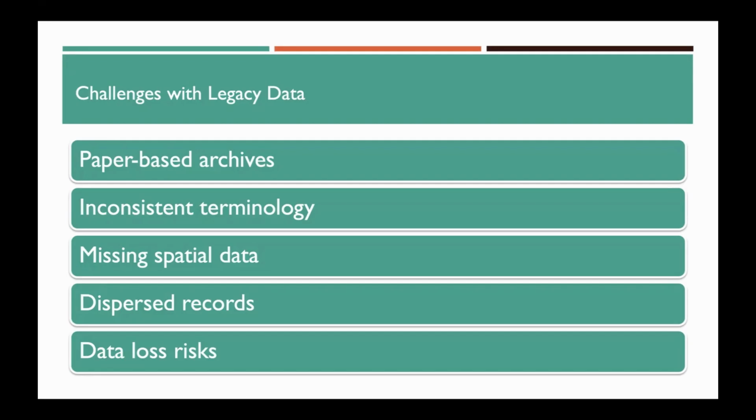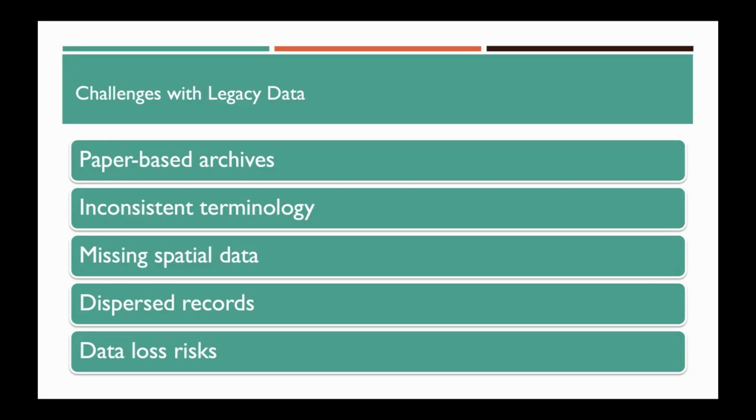Another major issue is lack of precise spatial data. Many older records refer to locations descriptively, such as 2 kilometers north of Khartoum or 2 kilometers north of the Nile. How can you find that site? It's almost impossible without coordinates. So this makes it difficult to relocate or map sites accurately.